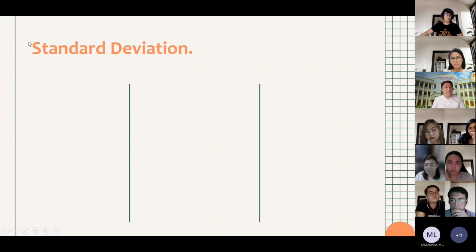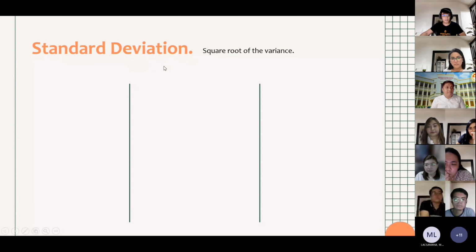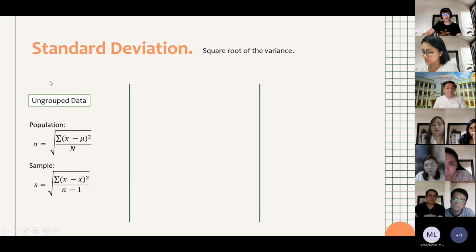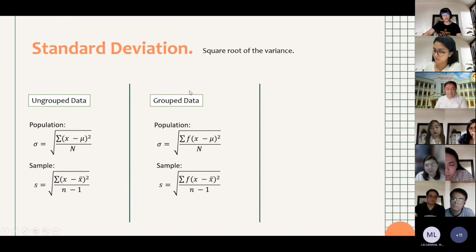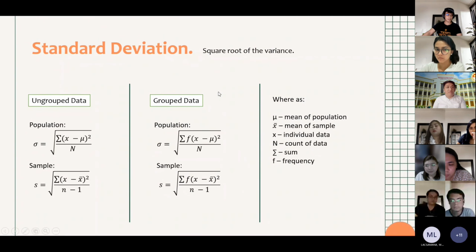Okay. So now let's proceed to the standard deviation naman. What is the standard deviation? It is the square root of the variance. So in standard deviation, we also have group data, and we also have ungroup data. Same pa rin siya. So focus pa rin tayo sa ungroup data.